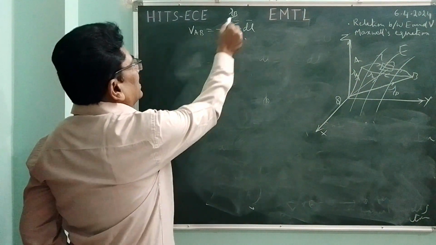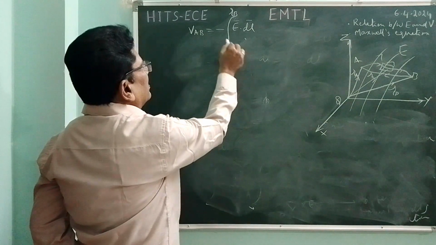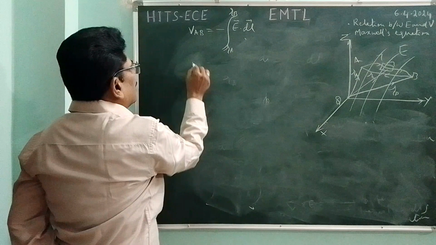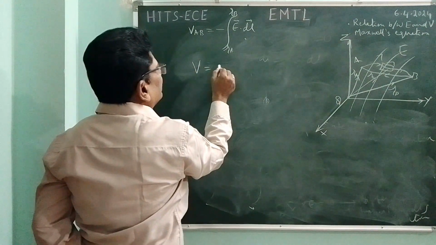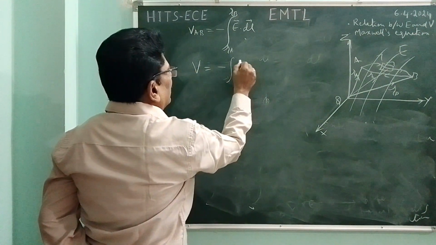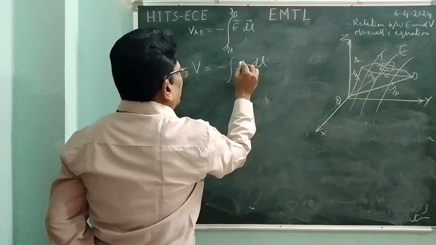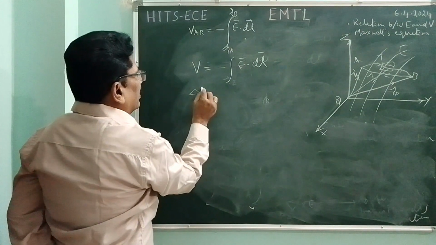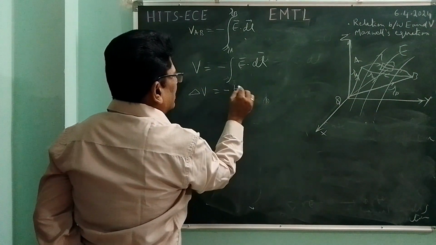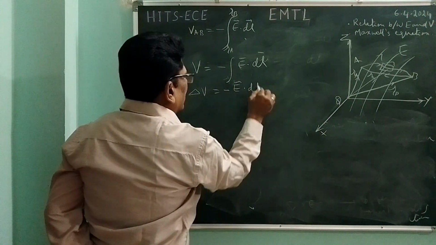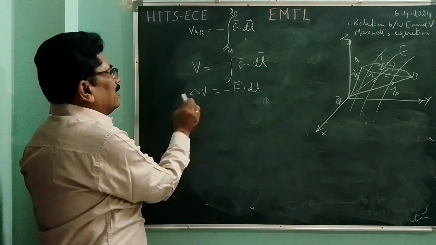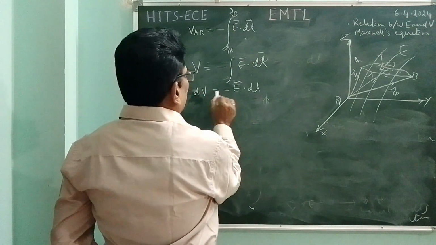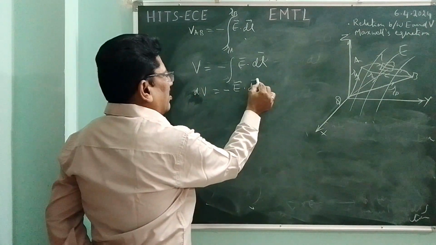The potential difference between A and B is minus the integral from RA to RB of E dot dl, where E and dl are vectors. Then delta V is equal to minus integral E dot dl. Differentiating both sides, we get dV is equal to minus E dot dl.